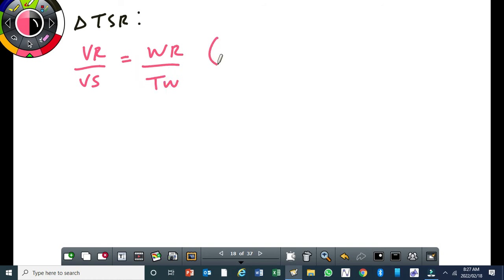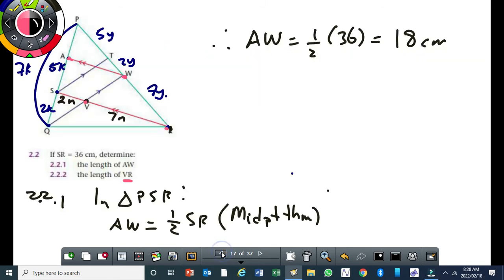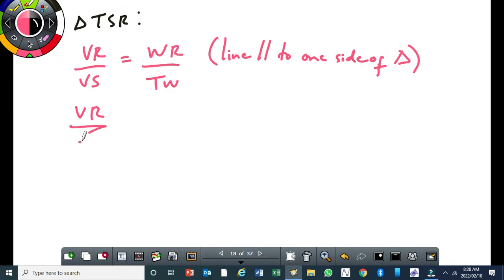Then my reason is the proportion theorem, which I prefer to write as line parallel to one side of triangle. If you like to write proportion theorem, then you must also state the lines that are parallel. Alright? Then let's substitute now. So VR over VS. Now what is VS? VS in terms of N is 2N. That's the length. So I'll put 2N. Right?